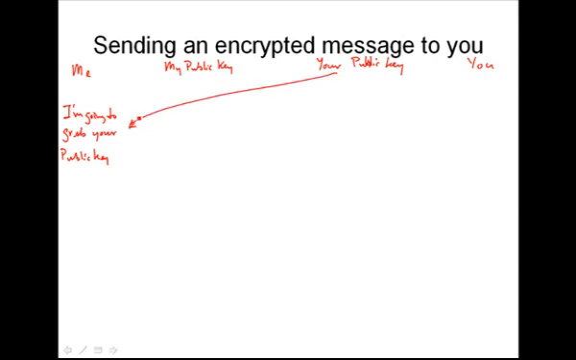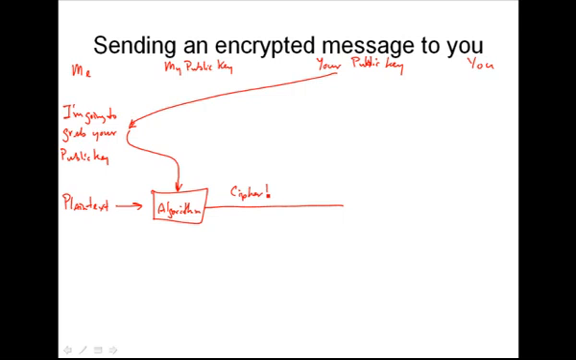Okay? And this is what I'm going to use to actually encrypt my plain text. So here's my plain text. Here's my algorithm, or cipher, whatever you want to call it. And in this case, notice I'm going to use your public key as an input here. So here I've got my ciphertext, my encrypted text. Now, if you send this across the public network, this is public network. Anybody can see this.